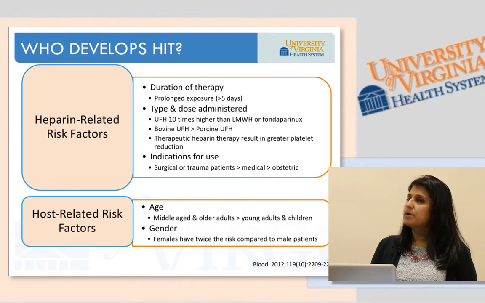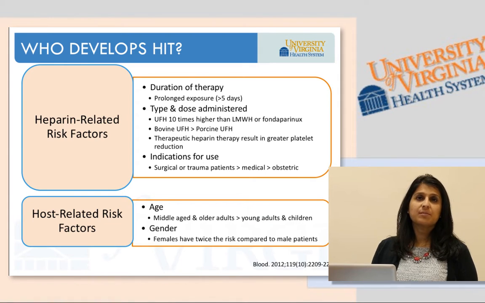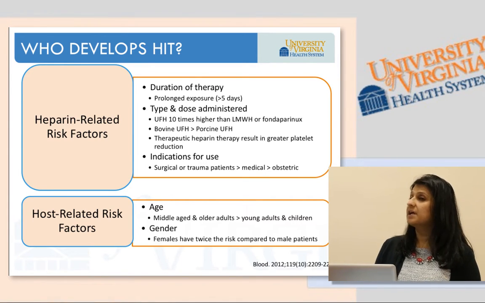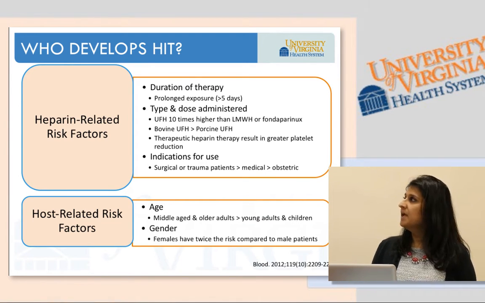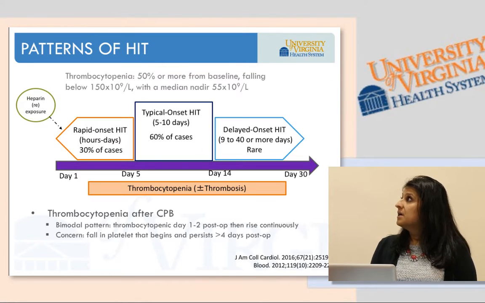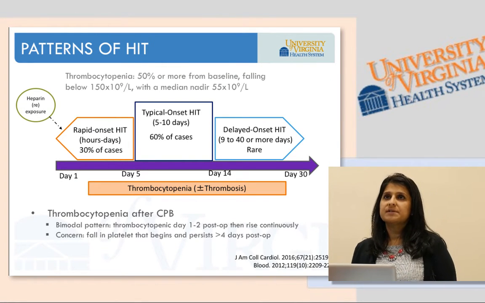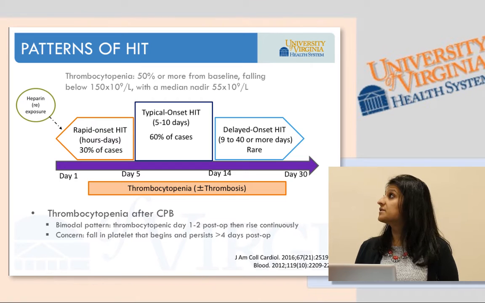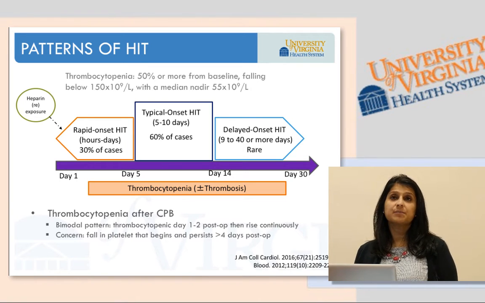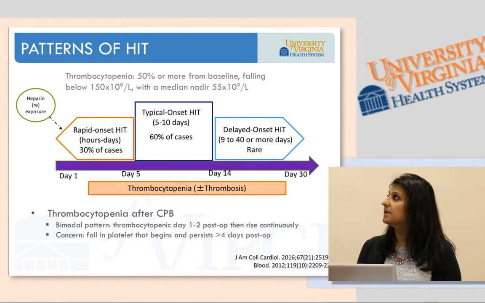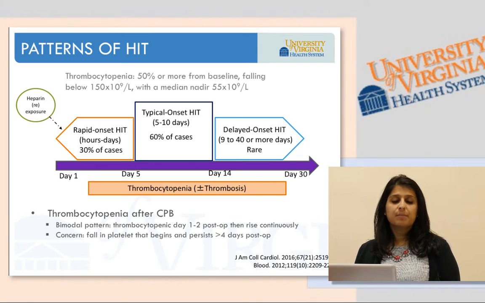Indication of use is important, so our surgical trauma patients are more likely at risk of developing HIT than our medical patients. Patients that are over 40 years of age and female sex are more at risk for developing HIT. So with heparin-induced thrombocytopenia, the major patient characteristic is thrombocytopenia, which is a 50% drop of platelets from baseline. But HIT presents in different patterns.